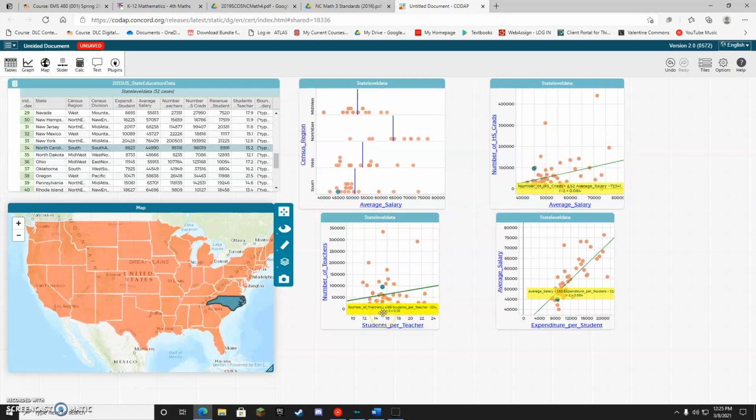So I decided to look at students per teacher versus number of teachers. Again, not much of a relationship here. I thought if there were more teachers, there'd be less students per teacher. But I guess it's population, so maybe that's not a correct thing to assess. And then I did average salary versus expenditure per student to find a relationship. Again, there's not really much. I mean, there is a little bit, but it's not very strong.